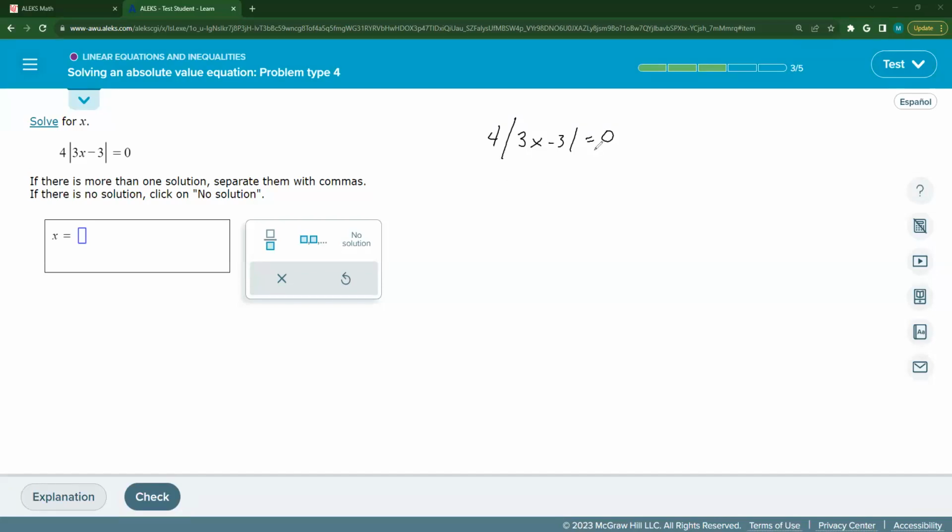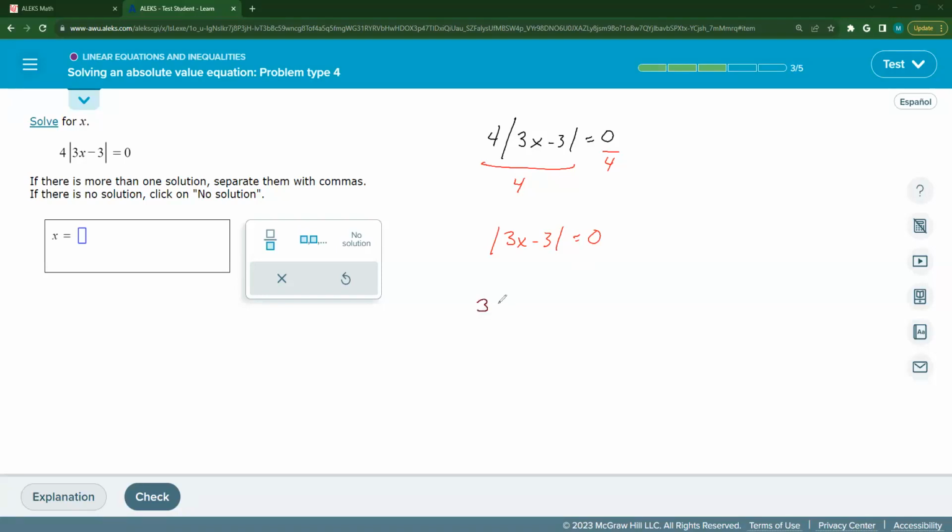In this case, I'm going to get the absolute value by itself, just as I've done for everything else. Divide by 4, divide by 4. So I have the absolute value of 3x minus 3 equals 0. Now, with this, I'm going to be 0 spaces from 0, so that means I'm going to be at 0. So in this problem, I'm not going to have 2 answers. I really only have the one, because negative 0 doesn't make sense.